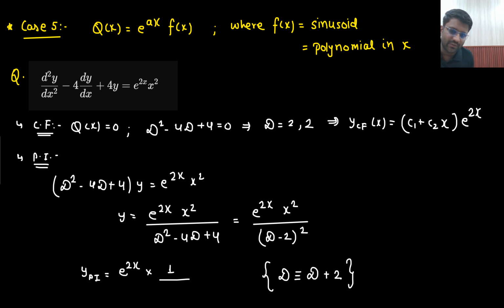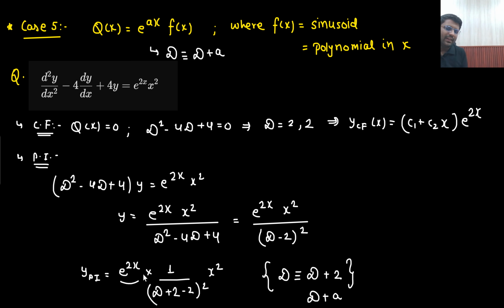D will be replaced with D plus a. So already it was (D minus 2) whole square. Now D will be replaced with D plus 2, and already minus 2 was there, whole square, on x square.